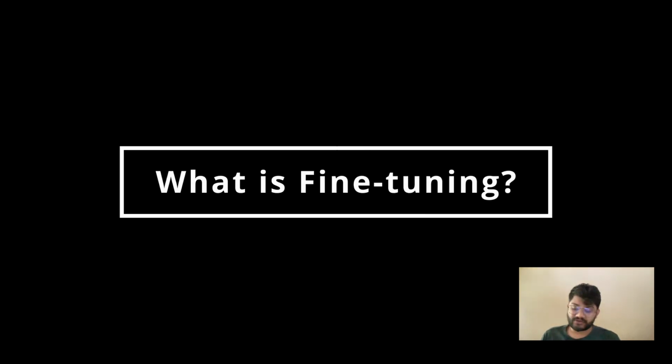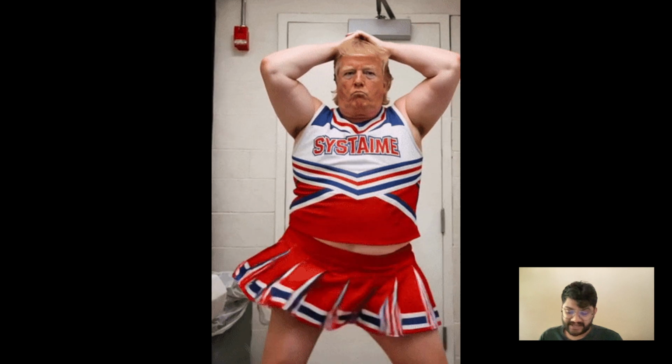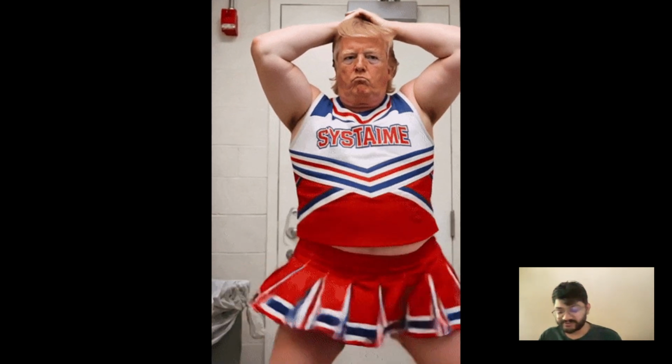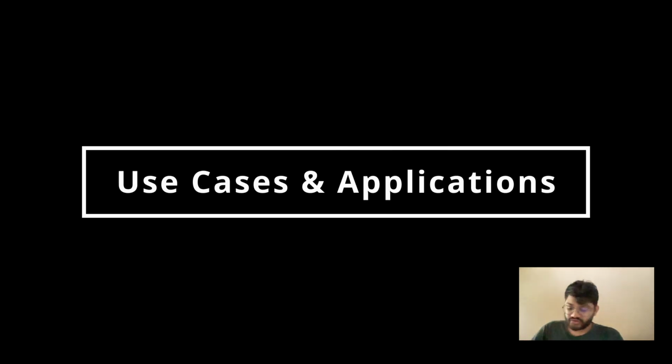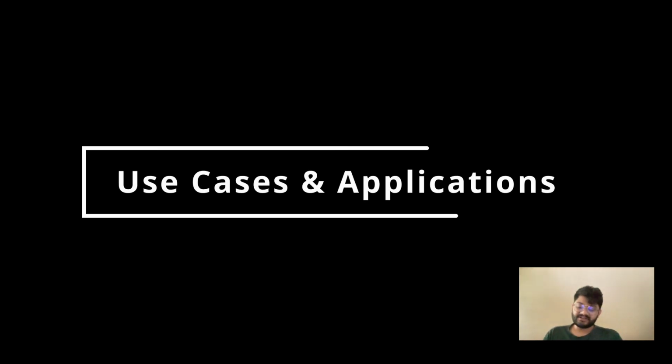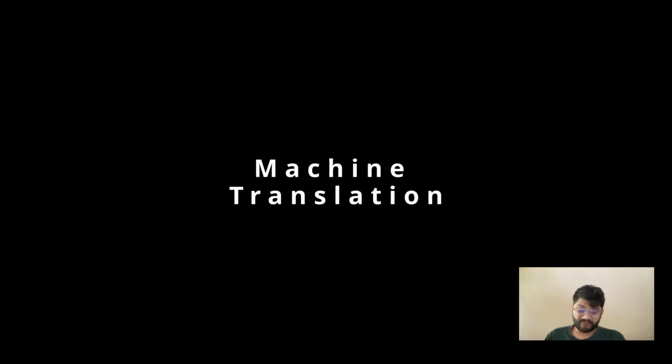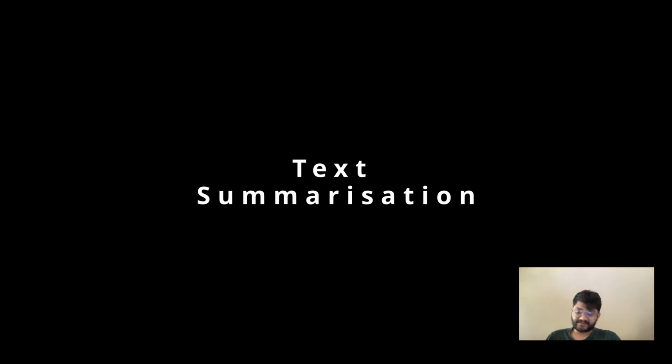Then what is fine-tuning? Fine-tuning involves adjusting a pre-trained transformer model for a particular NLP task by training it on a smaller, specialized dataset tailored to that task. So what are its use cases? It can be used in machine translation for converting text from one language to another while preserving the meaning and the context. Another one is text summarization.